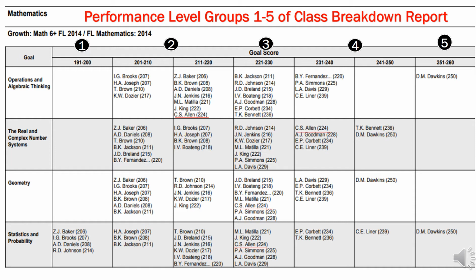Students that are performing on grade level are in column 3. Any student that's below column 3 will be performing below grade level or progressing toward grade level, and all students that are above column 3 are performing above grade level.